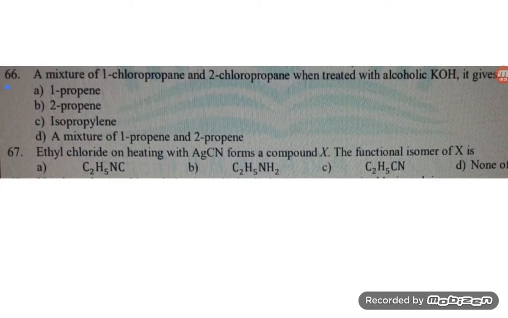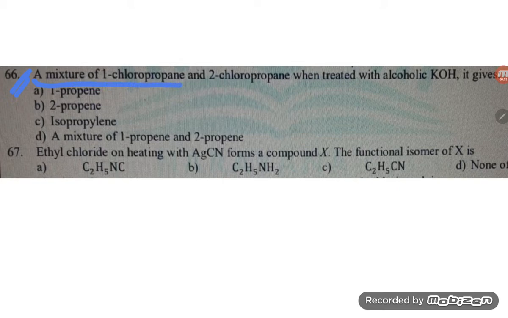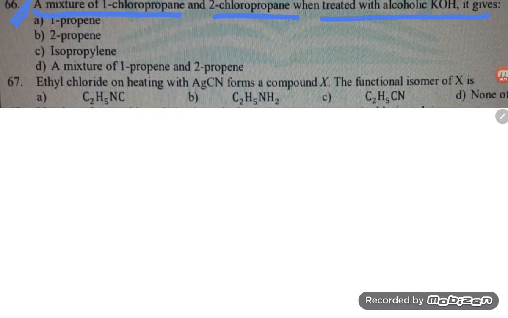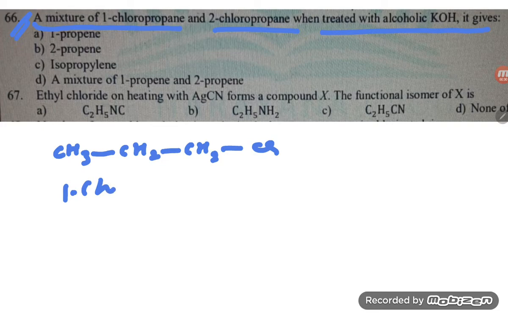Hello friend, now let us see problem number 66. What is problem 66, student? If you check, they are saying a mixture of 1-chloropropane and 2-chloropropane when treated with alcoholic KOH gives what? Okay, so let us do it with the help of this. So 1-chloropropane, student, is CH3CH2CH2Cl.